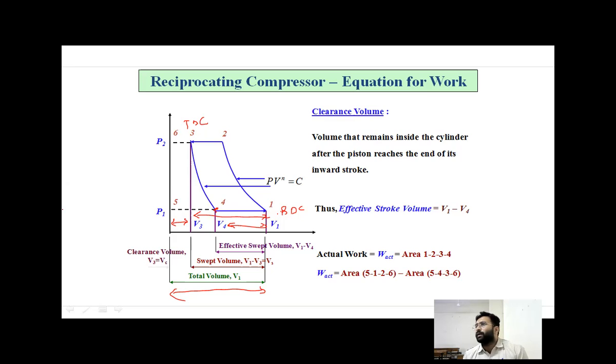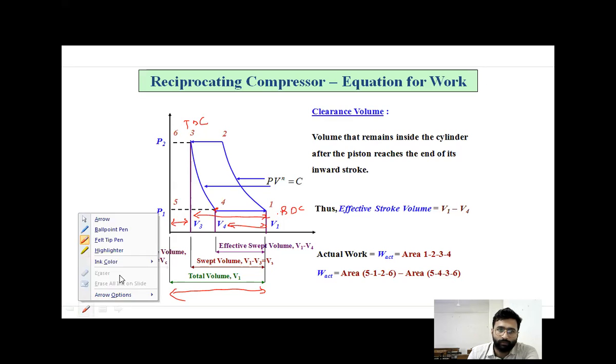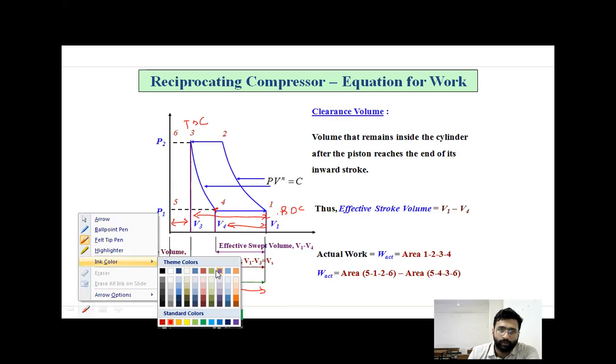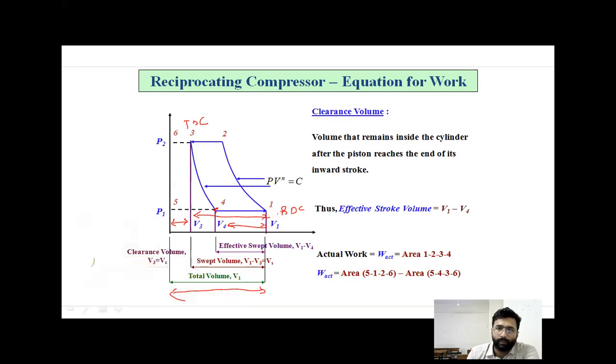So who will tell me what will be the work, the indicated power in this case? What will be the area? So the answer is there actually on the screen. Indicated power will be 1 to 2, 2 to 3, 3 to 4, 4 to 1. I will draw it in another color so that you will understand. So this area under this cycle, this is our indicated power.